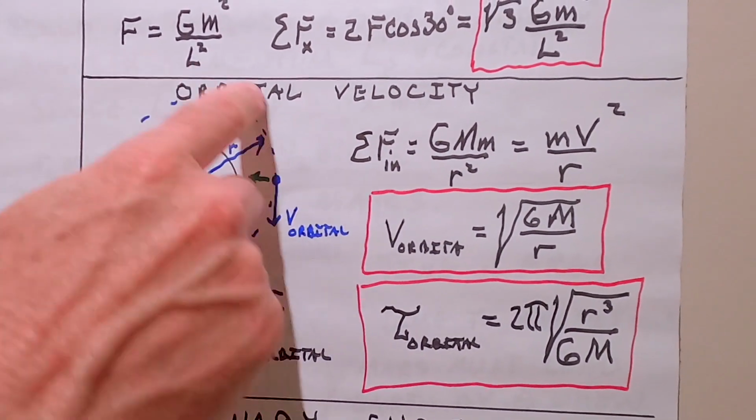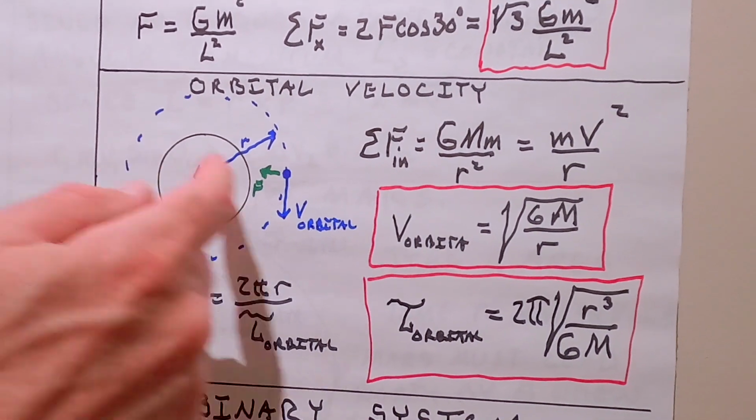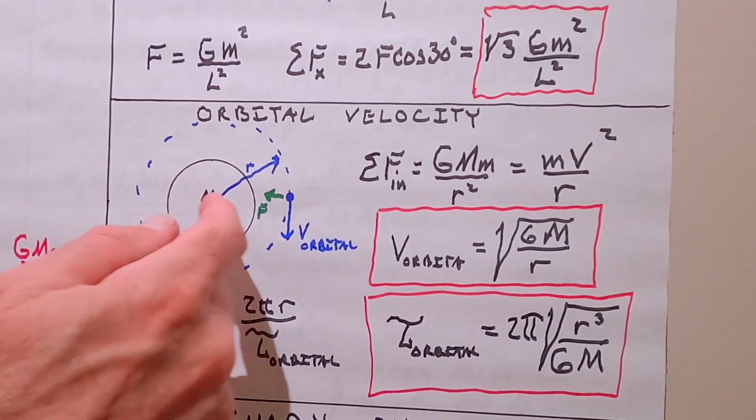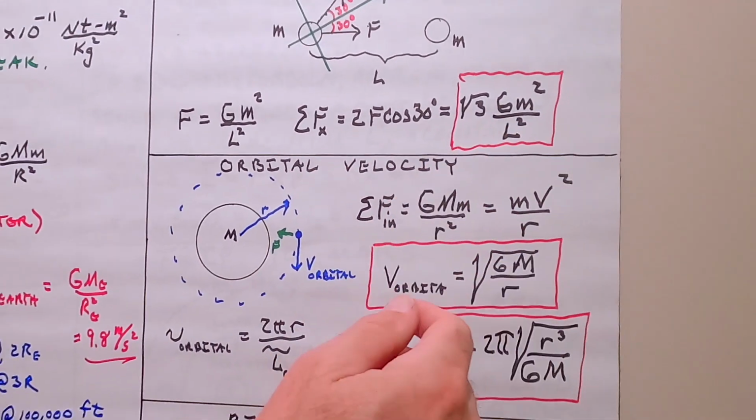There's how fast you have to go so you don't fall back into Earth. If you're going slower than that, you'll spiral in. If you're going faster than that, you'll spiral out.